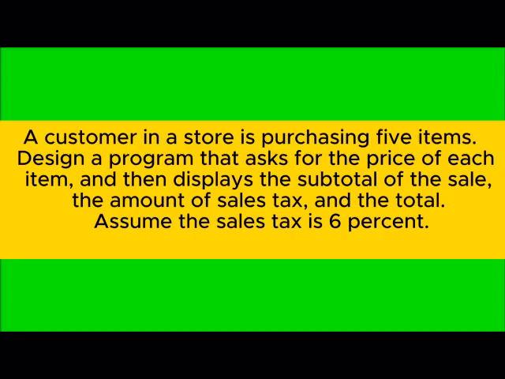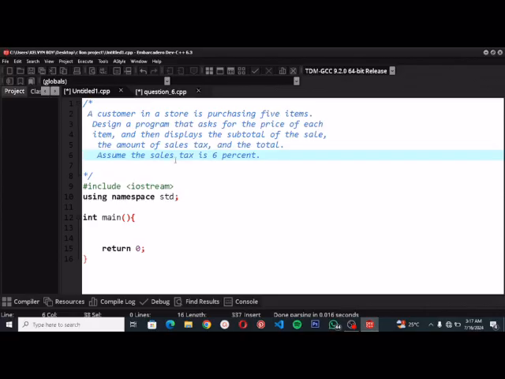A customer in a store is purchasing 5 items. Design a program that asks for the price of each item and then displays the subtotal of the sale, the amount of sales tax, and the total. Assume the sales tax is 6%.